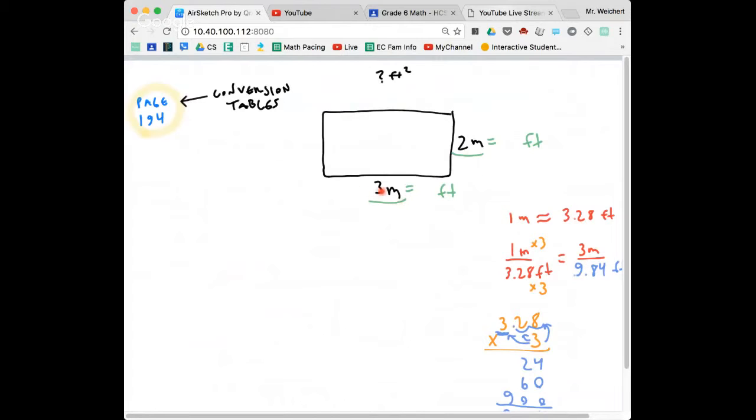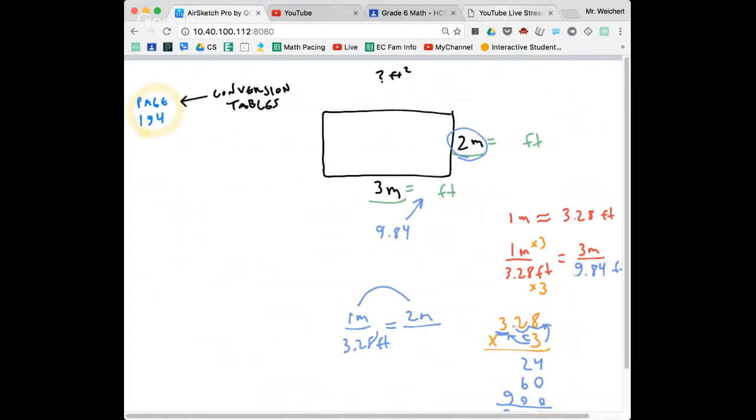So we now know this side. So I can write right there, that's 9.84 feet. We need to figure out our 2 meters. So I'm going to do the same thing. I'm going to do the 1 meter, 3.28 feet, and we're going to convert it this time to 2 meters.